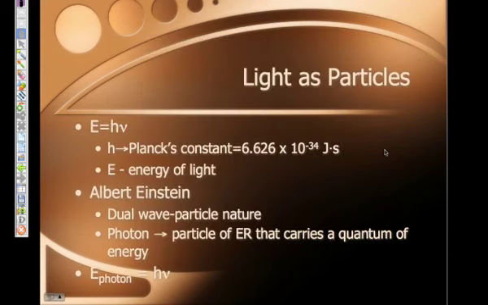But the equation he came up with is E, which is energy. Energy is in joules, a big J. Energy is equal to H. H is Planck's constant, and that is 6.626 times 10 to the negative 34th joule seconds, always. And then V, which is frequency, we've looked at that. So as the frequency of a wave goes up, the energy of the wave goes up. The frequency goes down, energy goes down.